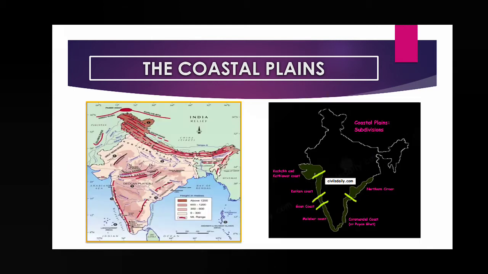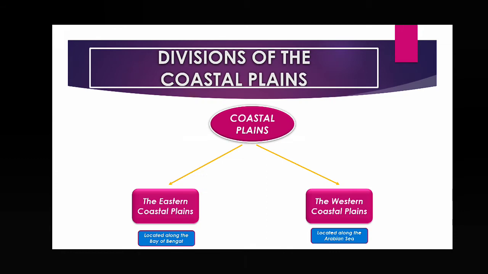Now come to the next, the coastal plains. Here also you can see the coastal plain located on the eastern side of the Eastern Ghats and the western side of the Western Ghats, along the Bay of Bengal in the east, and along the Arabian Sea in the west. And here also, in this right-hand side map, you can see so many divisions present. Later we'll discuss. Now come to the next, divisions of the coastal plains.